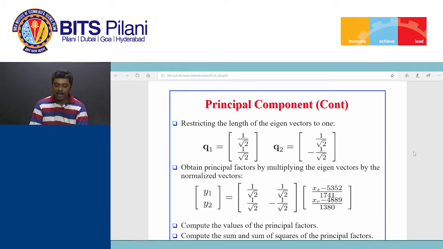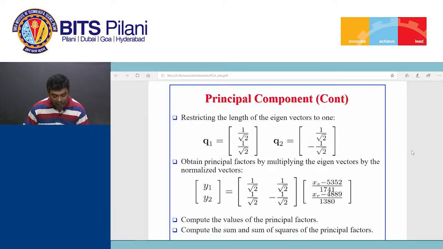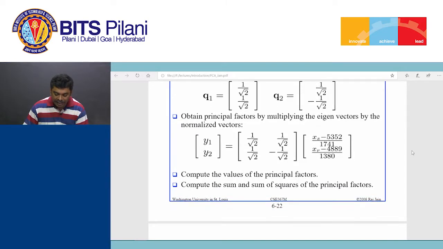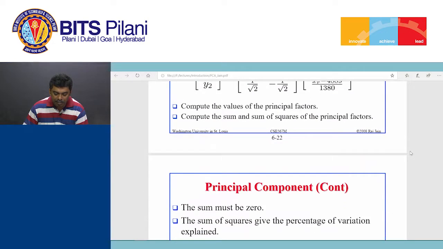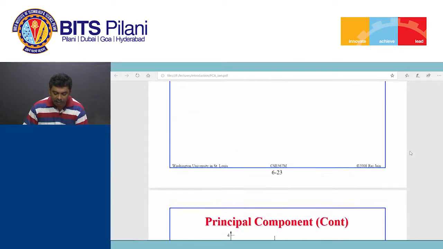So now, because you are able to figure out the eigenvectors, you construct the matrix, and in the matrix, the columns are the eigenvectors, correct? So what was the idea? The idea is that you use the eigenvectors and the normalized variables xs and xr, and you take a linear combination of these two and produce your output. We exactly do that, and what we find is that the sum must be 0 and the sum of the squares will explain the variation.